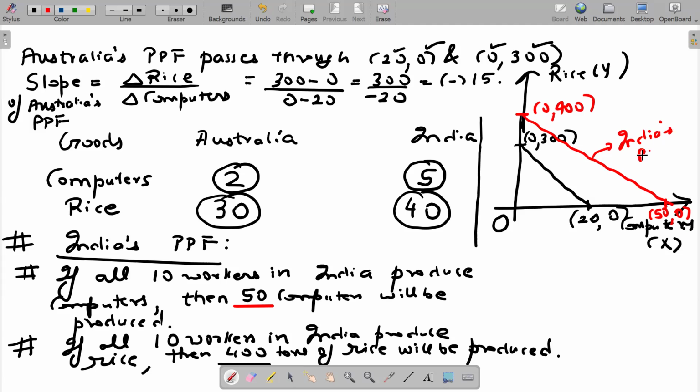This is India's production possibility frontier, and the black one is Australia's production possibility frontier. I hope students can see this clearly. Because of lack of space, it might be a bit difficult to visualize, but let me write it like this. The black one is Australia's production possibility frontier.